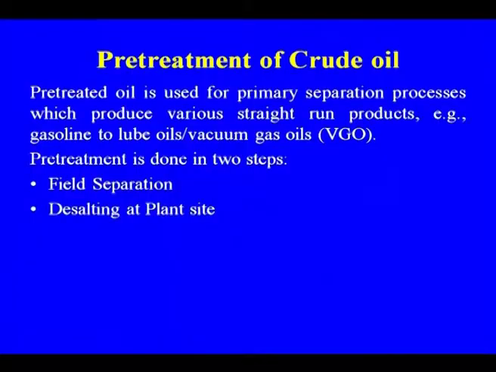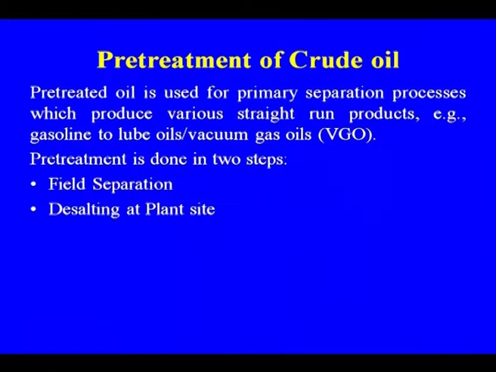So, pre-treated oil is used for the primary separation process, which produces various products, from gasoline to lube oils, vacuum gas oils, from gasoline to diesel, or it may be kerosene. So, various products we are getting. So, pre-treatment is done in two steps.